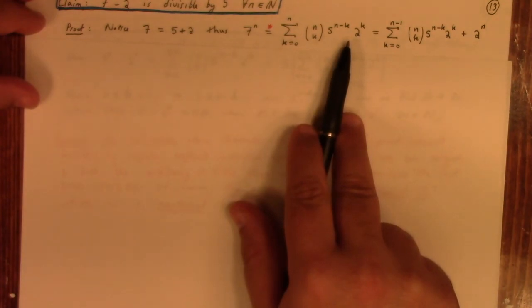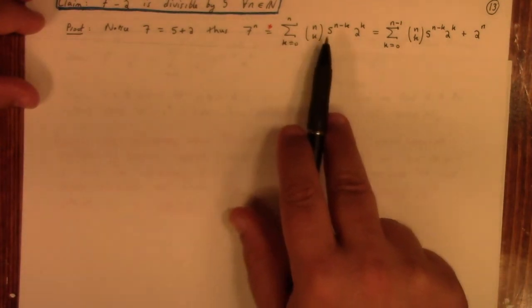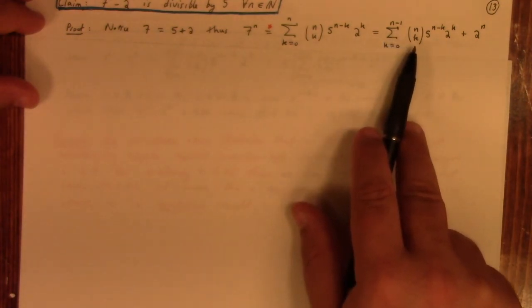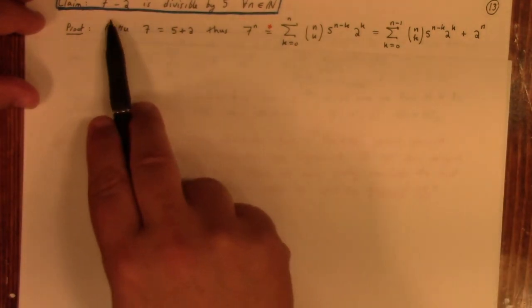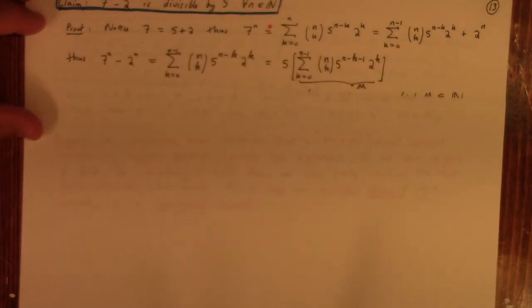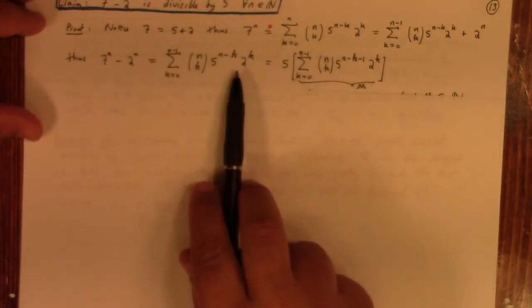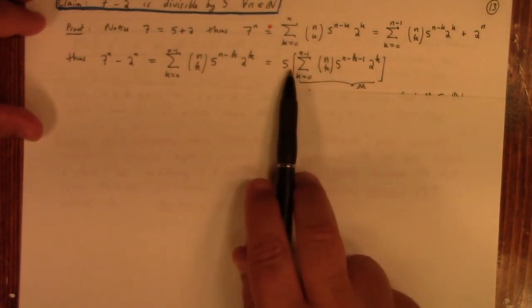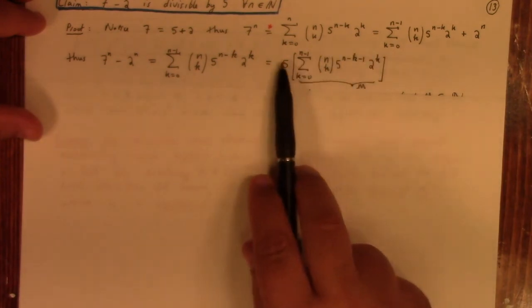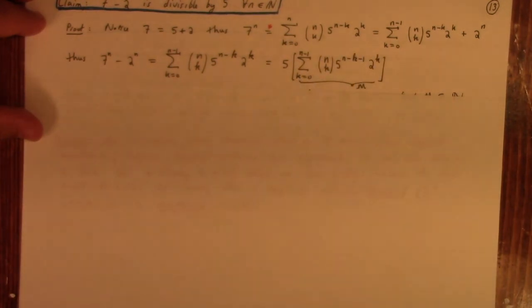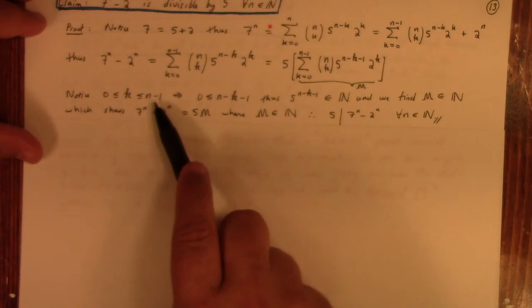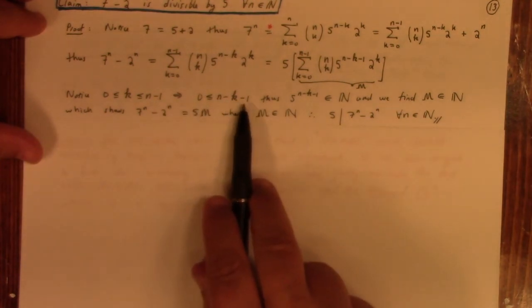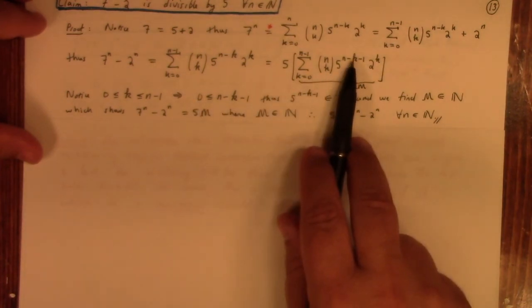7 to the n is equal to, because 7 is 5 plus 2, it's equal to (5 plus 2) to the n by the binomial theorem. But if you peel off the nth term, we get the sum k equals 0 to n minus 1 of n choose k, 5 to the n minus k, 2 to the k, plus 2 to the n. So if I subtract that to the other side, I've got exactly what we're claiming. So 7 to the n minus 2 to the n is equal to this sum. And the thing is, I can factor 5 out of this, like so, and then what I have left over is a natural number. Because you can easily prove down here that if we have k ranging from 0 to n minus 1, then that means that n minus k minus 1 is non-negative, which is to say that 5 to that power is actually an integer.